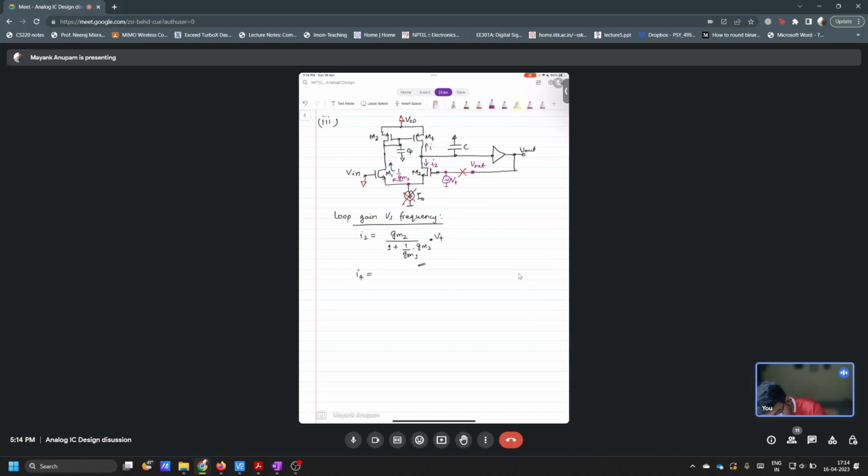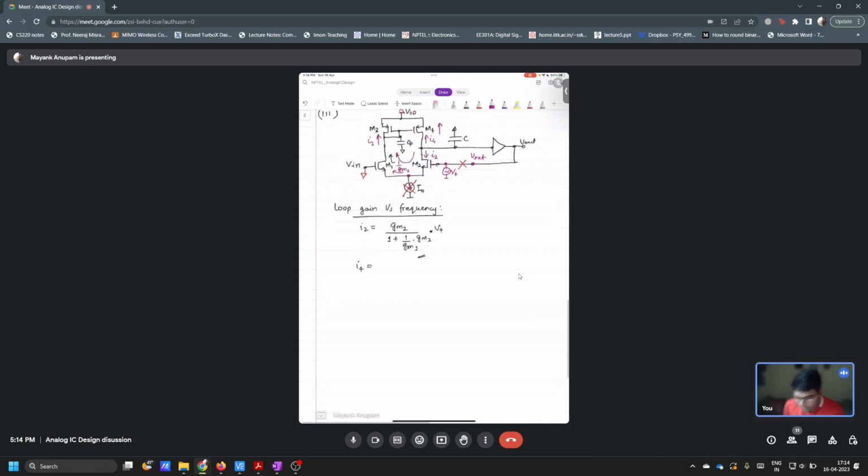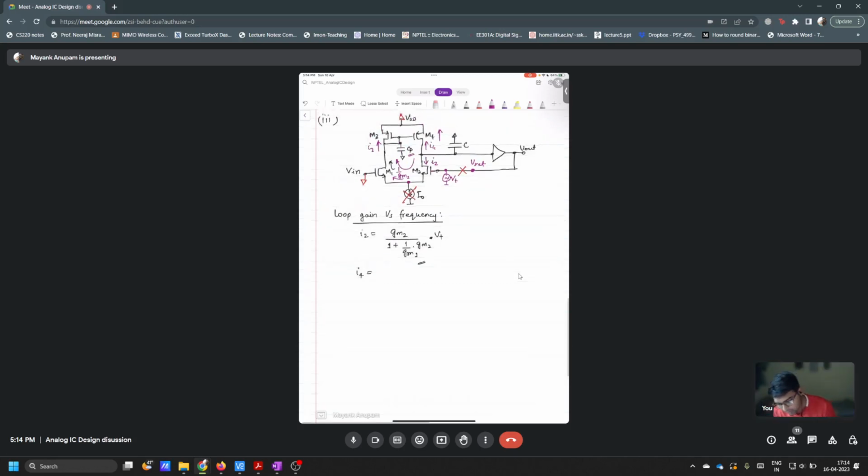It will flow in this direction, right? So I1 is flowing here, I2 is flowing here like this. So this is going to flow here, I2, correct? And this will be mirrored here in the same manner. But it will not be exactly mirrored because there is CP here, so it will be a function of frequency, correct? So what will it be?